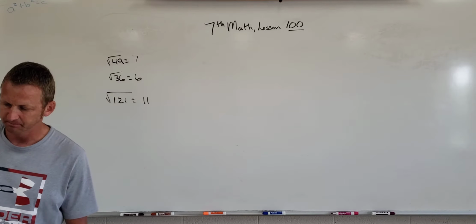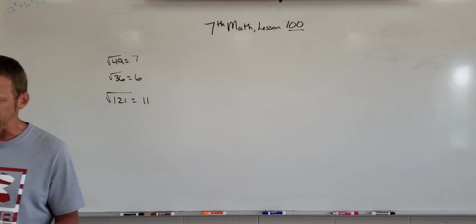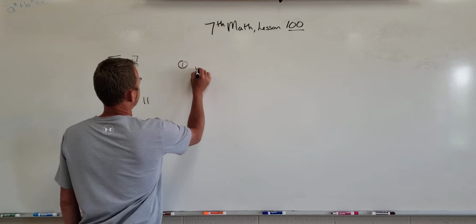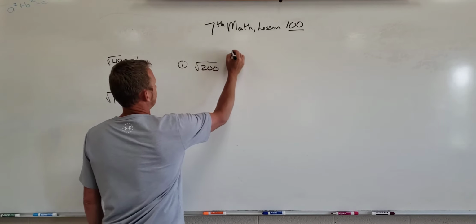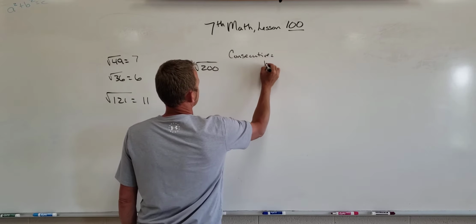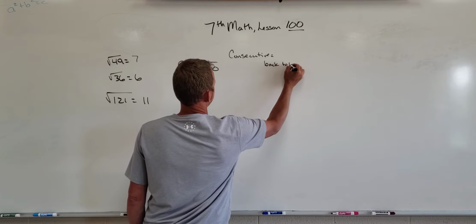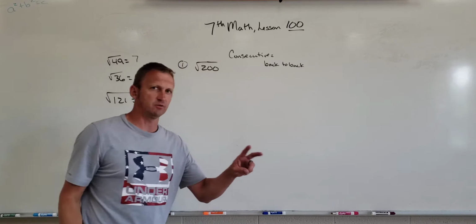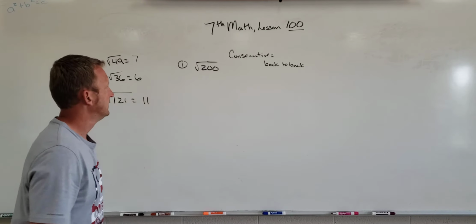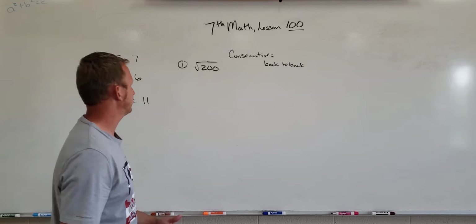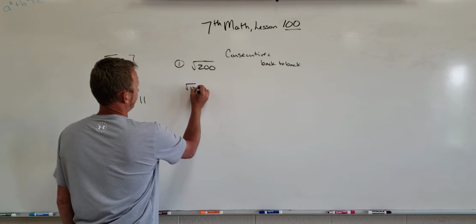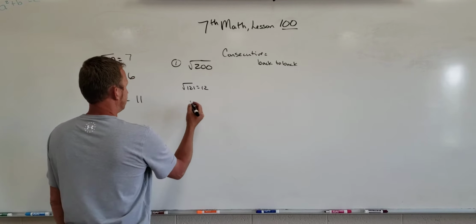So on example 1, page 692, between which two consecutive whole numbers is the square root of 200? Now what that means, consecutive, means back to back. So these are two numbers in a row that the square root of 200 is going to fall between. Okay? So what we do is we start looking at square roots so we know the square root of 121 is 11.